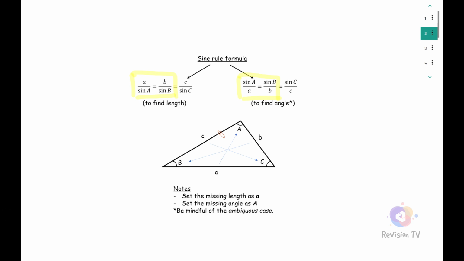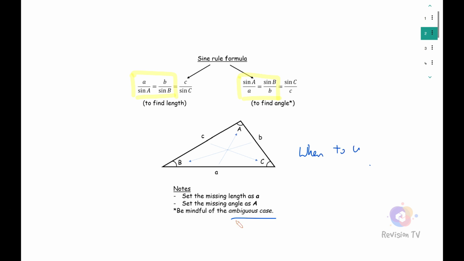Right. So some key notes in here. We usually set the missing length as small a, and the missing angle as capital A. So capital means the angle. Be mindful of the ambiguous case. We will talk about that in more detail later. I also want you to write this down.